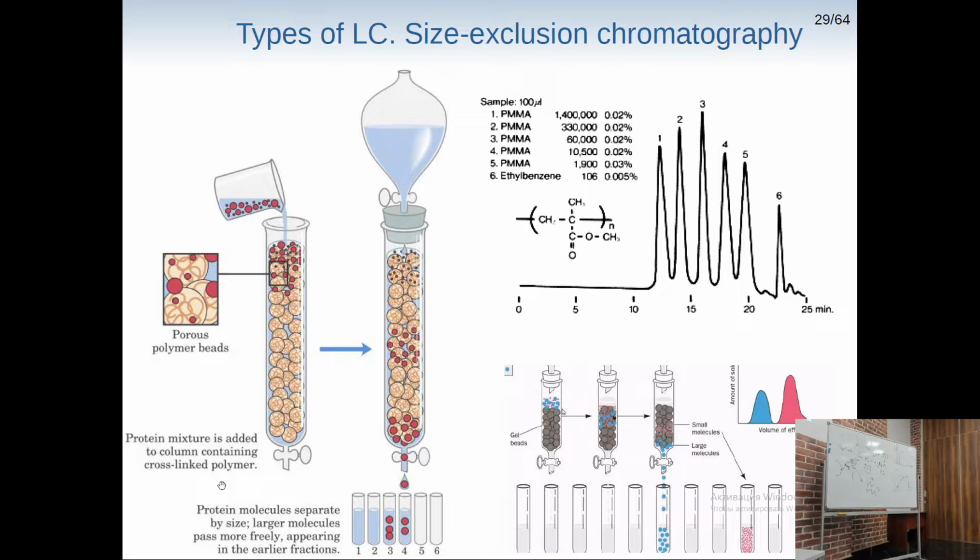Size exclusion chromatography, or gel filtration chromatography, is the same thing. The idea here is a little bit different from what I've already told you about, and it's a little bit counterintuitive. For instance, we have some bits of gel which have some small channels, and you pour your proteins of interest into this column. There are some small proteins and some big proteins. What do you think? Which one will elute first? Small ones or big ones?